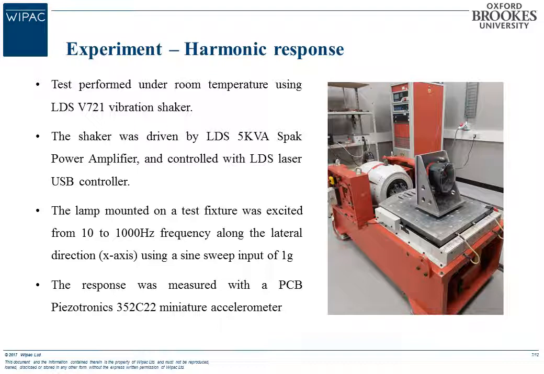Experiment: harmonic analysis. The harmonic analysis test was performed at room temperature using an LDS V721 vibration shaker. The shaker was driven by an LDS 5K VS power amplifier and controlled with an LDS Laser USB controller. The lamp mounted on a test fixture was excited from 10 to 1000 Hz frequency along the lateral direction using a sine sweep input of 1G. The response was measured with a PCB miniature accelerometer.